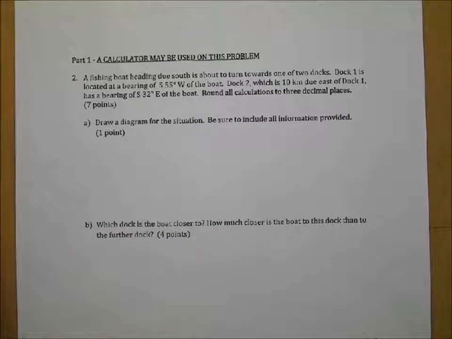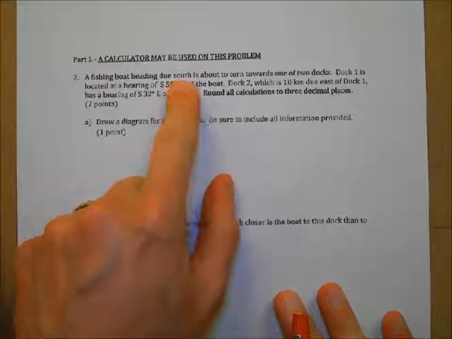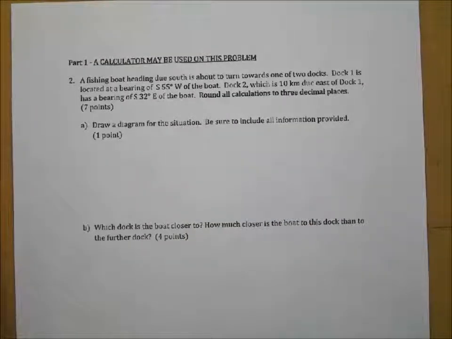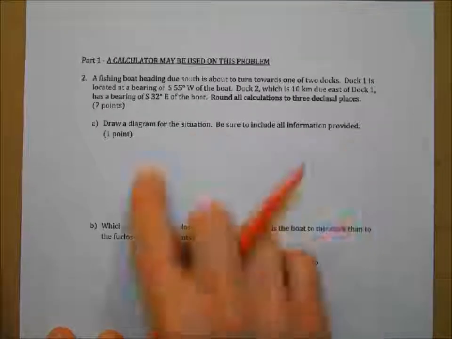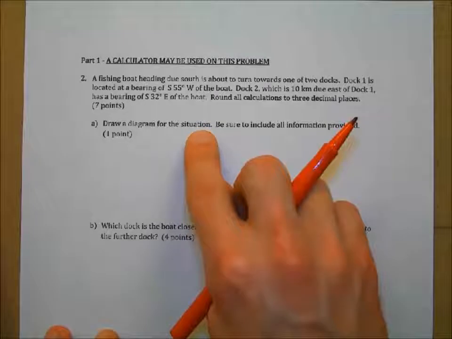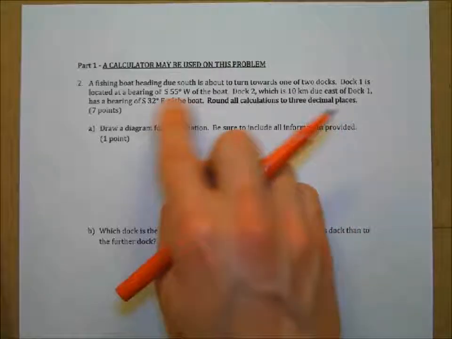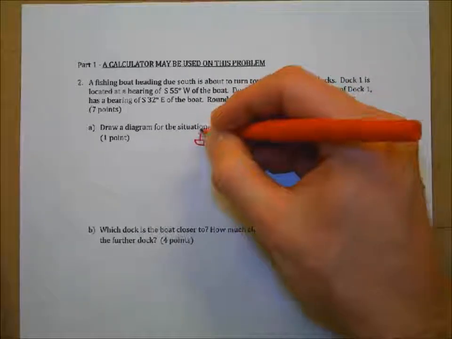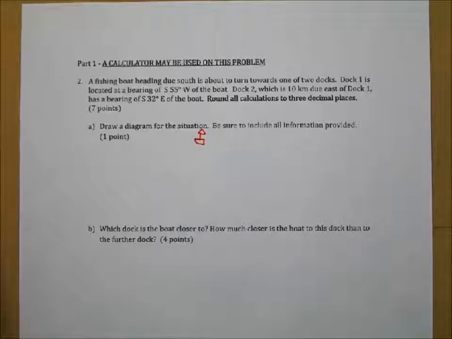So we haven't talked a whole lot about bearings, but we're going to be fine here. The fishing boat is heading due south. So we're going to draw this diagram here. The fishing boat is heading south, so we should probably put the fishing boat located where in our diagram? On top, because we're heading south, and all of our bearings are south of the boat. So you're going to draw your little boat there. There's my little fishing boat.